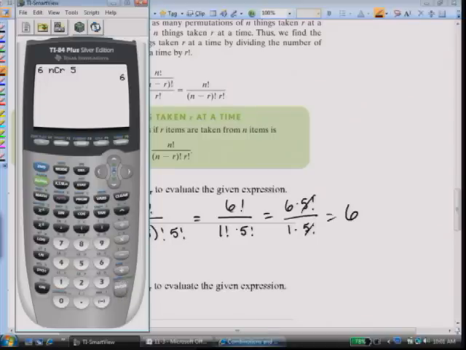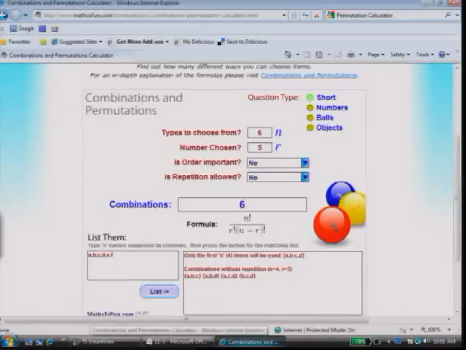Now, if you do it with that cool website, remember this was mathisfun.com. I like that website, right? And all I did was I Googled permutation calculator, and it was the first choice. And so what I do is I can input the 6 and input the 5, and for a combination, remember, order is not important, so I said no, and I said no repetition. It gave me the answer right there. It's kind of cool. That's a fun little website.